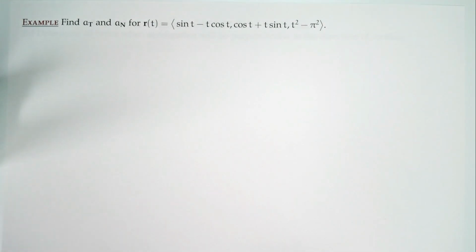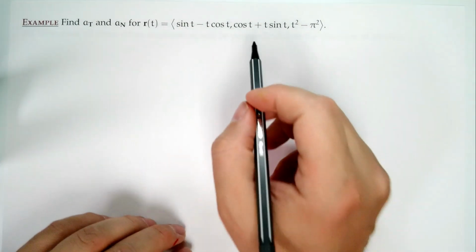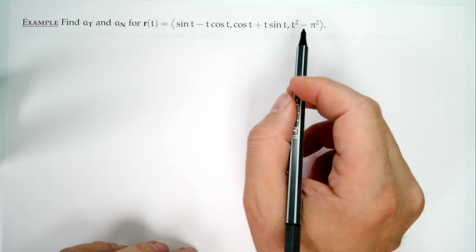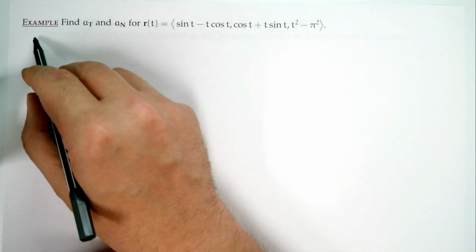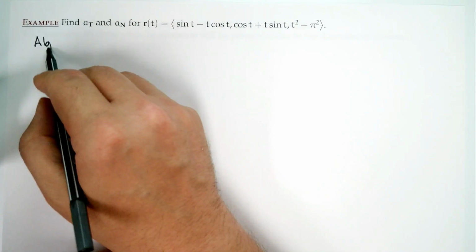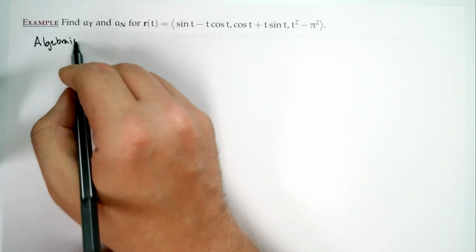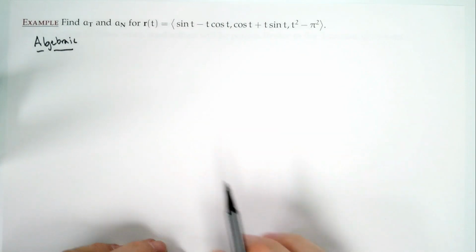Find a sub t and a sub n for r of t is sine t minus t cosine t, plus t sine t, and t squared minus pi squared. So let's do this one algebraically. They're the same, at least when I say they're the same, they'll get the same answers.